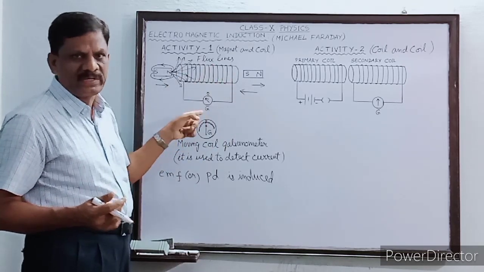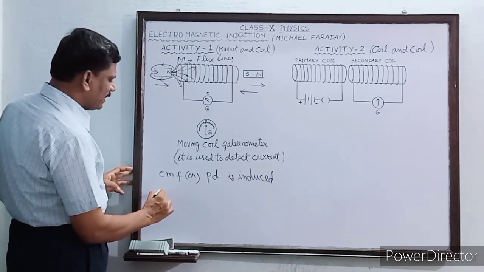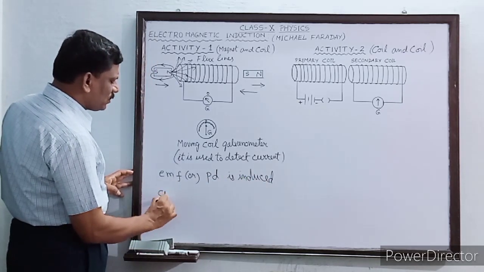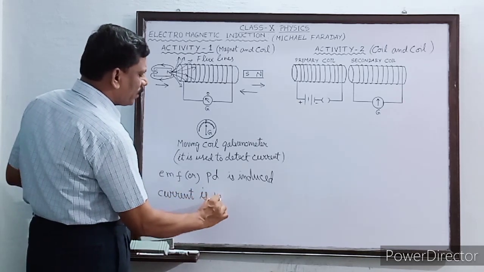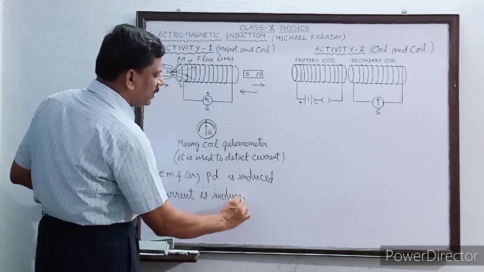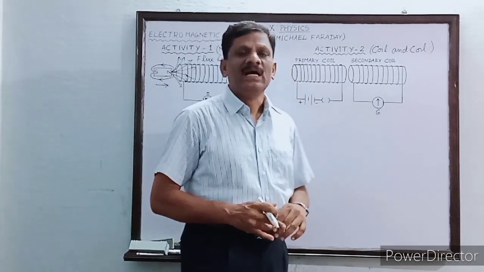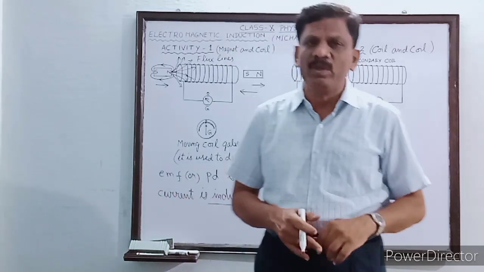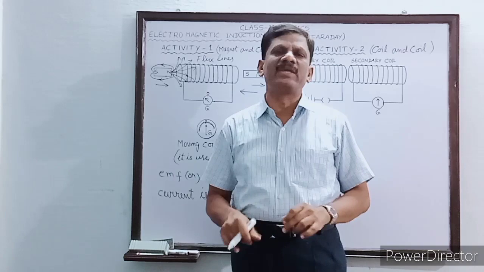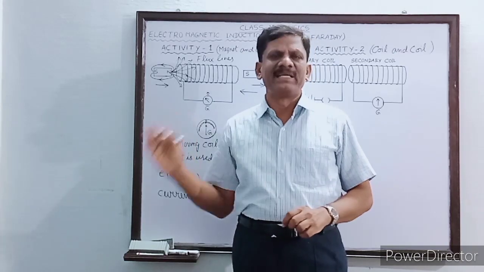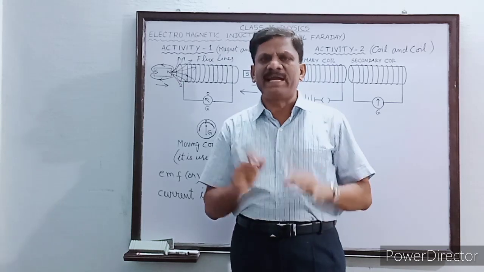It is a closed circuit. And hence, this EMF is induced. As a result, a current is induced. Okay, a current also is induced in the circuit. This word is very important: induced. The current is called induced current and the EMF is called induced EMF, because this EMF will stay in the circuit so long as the magnet is in movement. So this is one of the activities.